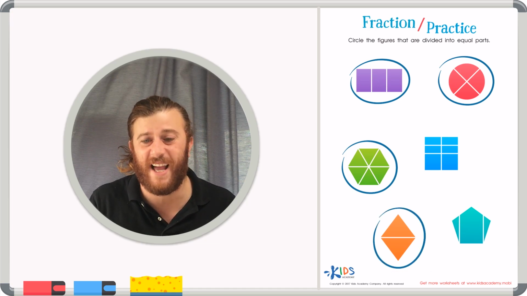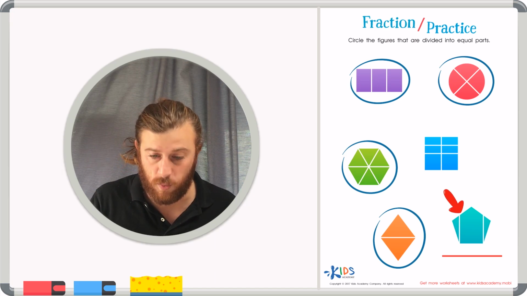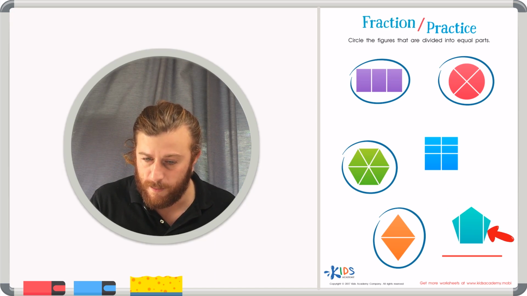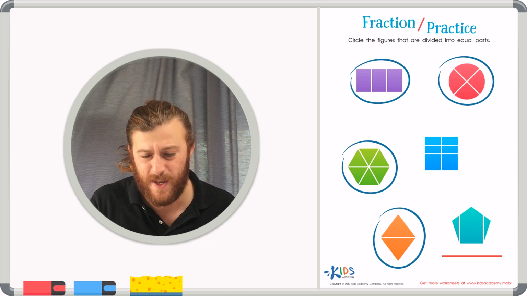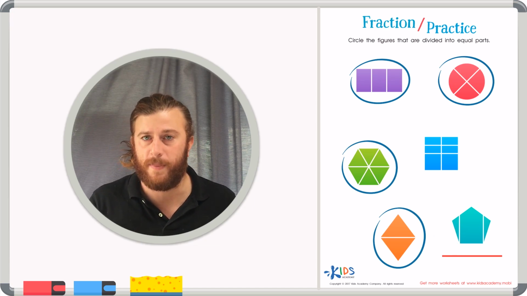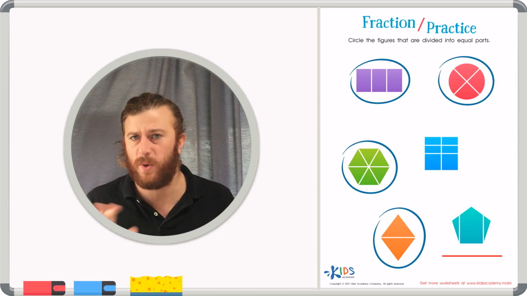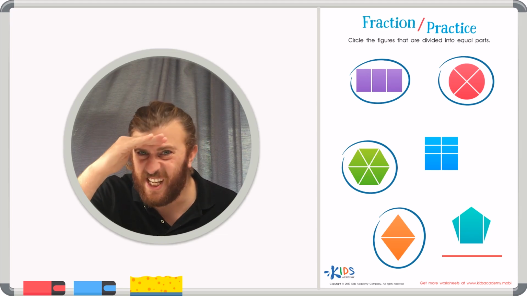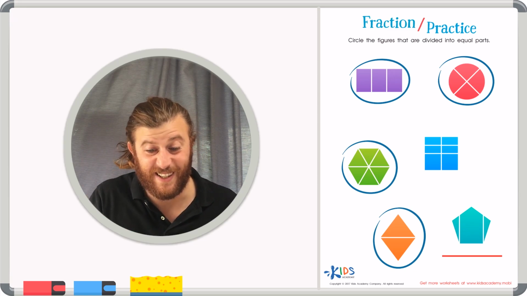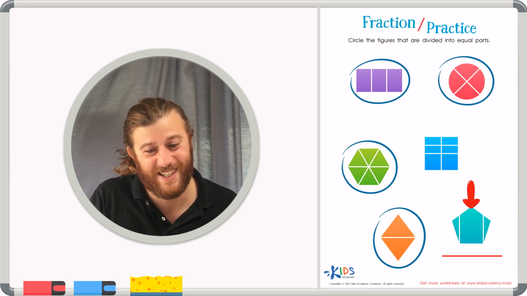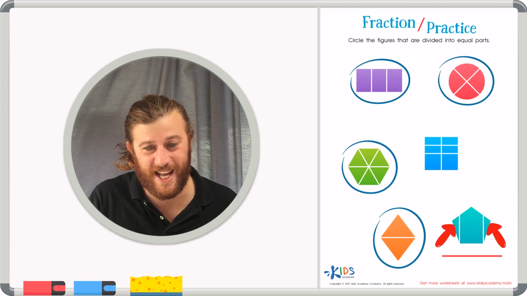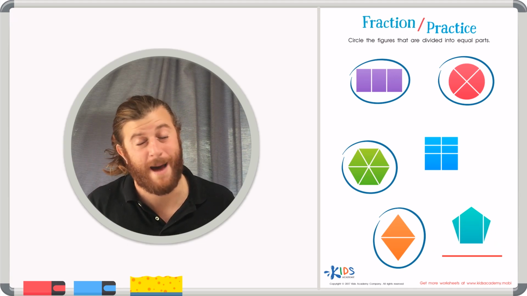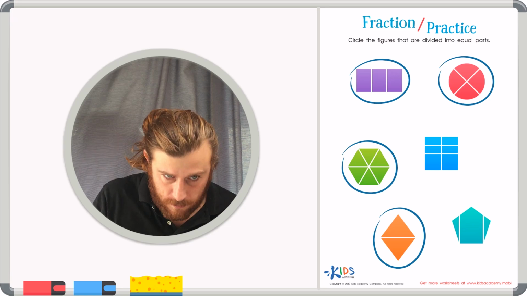And finally, our last shape is a pentagon. It has 1, 2, 3, 4, 5 sides. But it's only broken up into 3 parts. Now that's okay if they were equal parts. But do you see equal parts? Well, I see this one big part in the middle and then 2 smaller parts on the side. This shape is not broken up into equal parts.